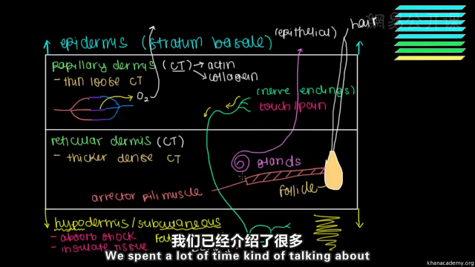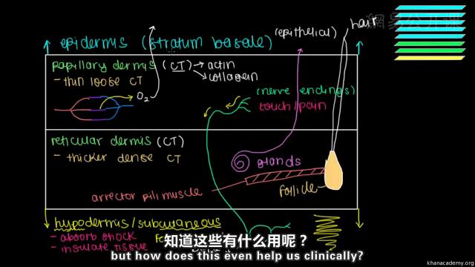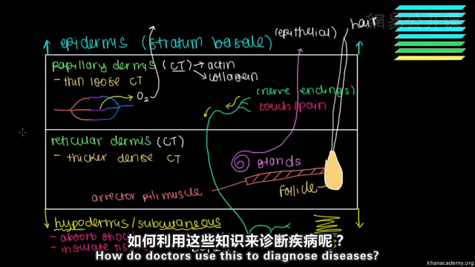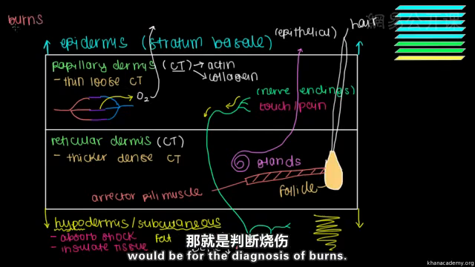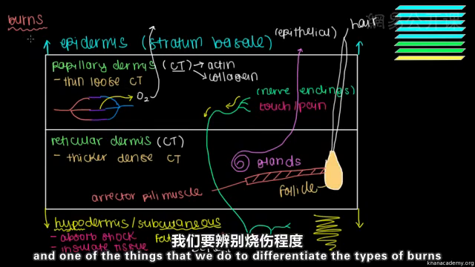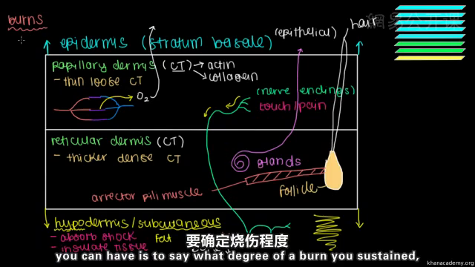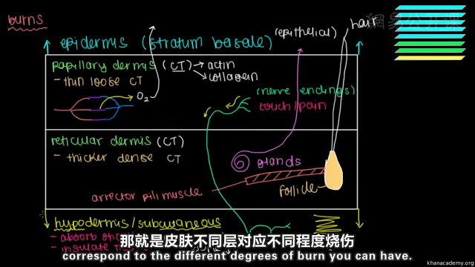And we spent a lot of time talking about the components of what's in our skin, but how does this even help us clinically? How do doctors use this to diagnose diseases? The best one to talk about as an example here would be the diagnosis of burns. Now, a burn is a horrible thing that could happen, and one of the things that we do to differentiate the types of burns you can have is to say what degree of a burn you've sustained. And interestingly enough, the different layers of your skin correspond to the different degrees of burn you can have.